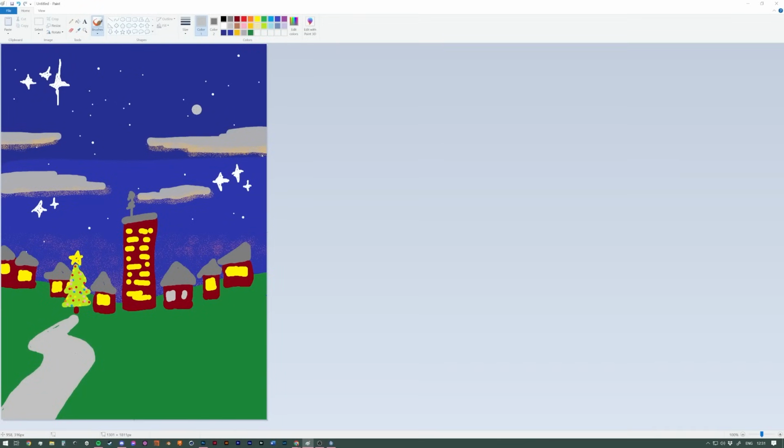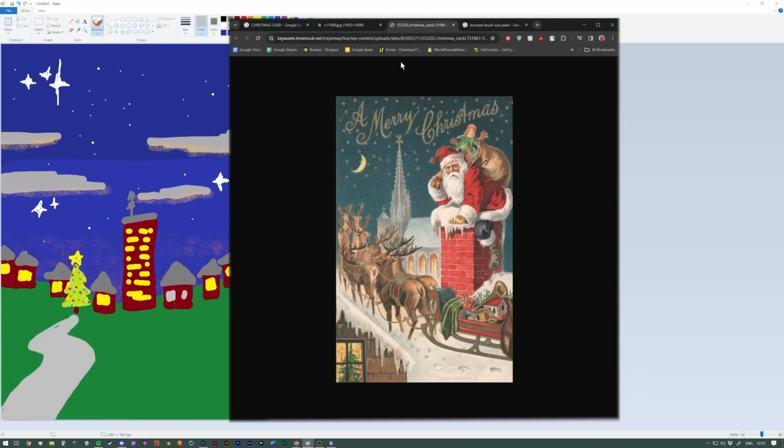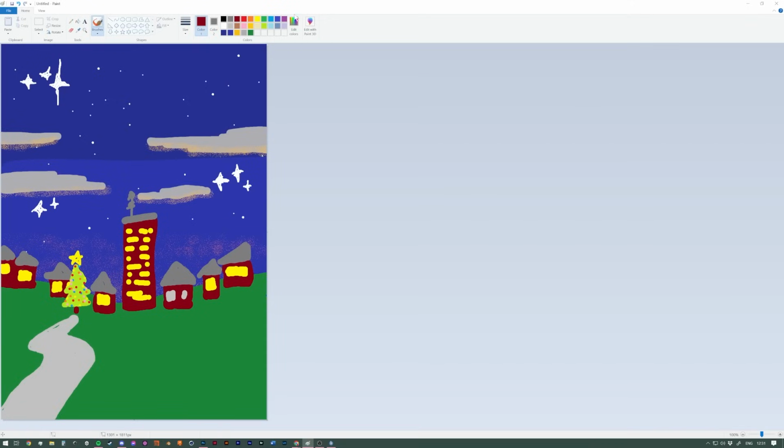Oh, shit. Let's look at our reference picture again. Doesn't look like it at all. No, you've completely strayed from the inspiration, but that's fine. That's what happens in design. It does.